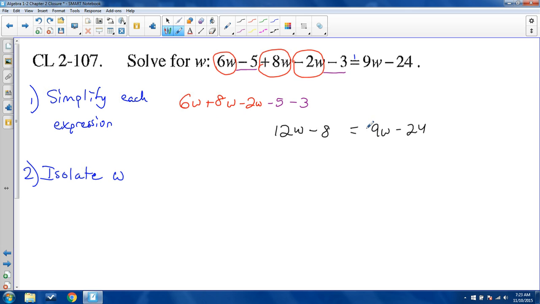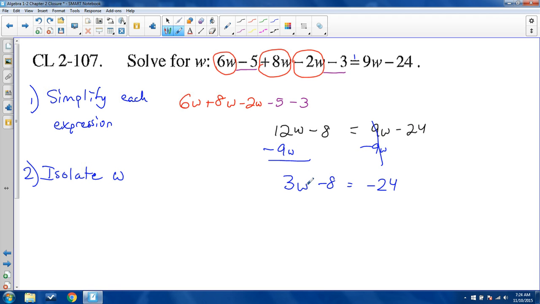In order to do that, I have to take any W's that are on this side and move them over here, or take any W's that are on this side and move them over here. To start with, I'm going to go this way, so that way my answer will say W equals, and also I know that when I move this over, by moving, meaning I subtract 9W, and I have to do it on the other side as well to keep balance, I know my number is going to be positive. So this is 3W. There's still a minus 8 on this side, and this equals negative 24.